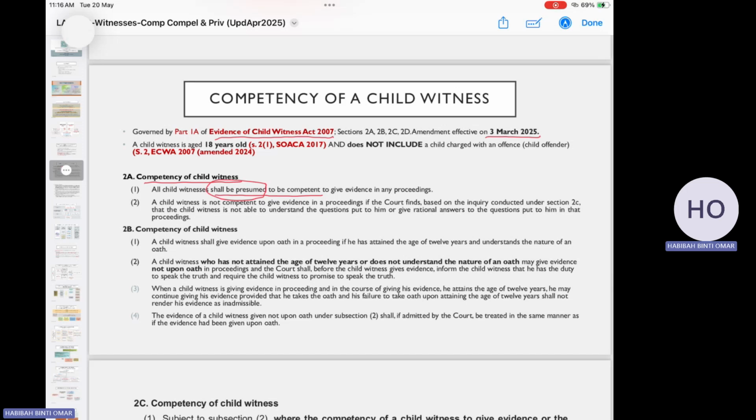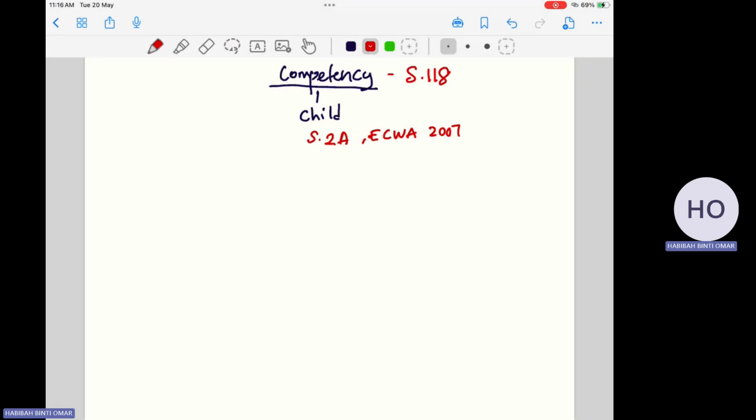Now, how significant is this amendment to the law? Prior to the incorporation of Section 2A of the Evidence of Child Witness Act into the law, the law on child evidence basically reflected that a child witness cannot be trusted. Why are they not to be trusted? Because children tend to fantasize.